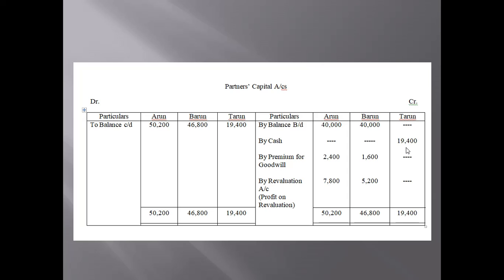By premium for goodwill, I have written here 2,400 and 1,600. How did I get this amount? Now look at the question. Tarun pays the required amount of premium for goodwill and contributes his share of capital, which means he is bringing premium for goodwill as well as his amount of capital. So whatever is the share of goodwill of Tarun, he will bring in. So now go to point number three. Out there goodwill was mentioned, isn't it? So goodwill was how much? 24,000.